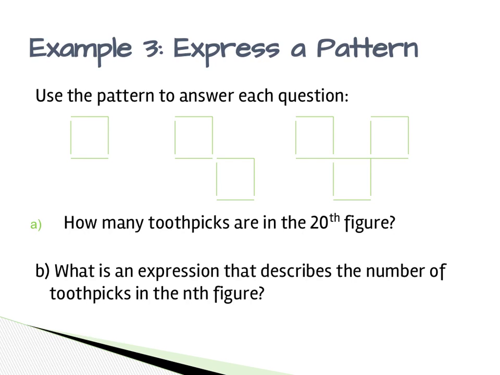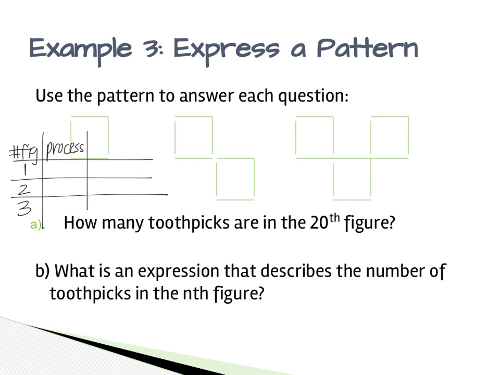If you will organize your thinking into a table and say the number of figure, so the first figure, and the second figure, and the third figure. And then the next one's going to be what we're doing to it, and we call that the process column. And then the next one's going to be the number of toothpicks. Most of the time it's what they're asking for.